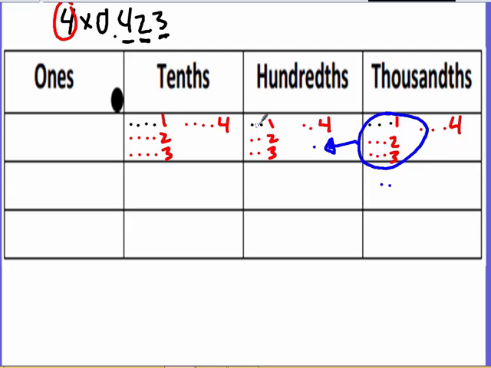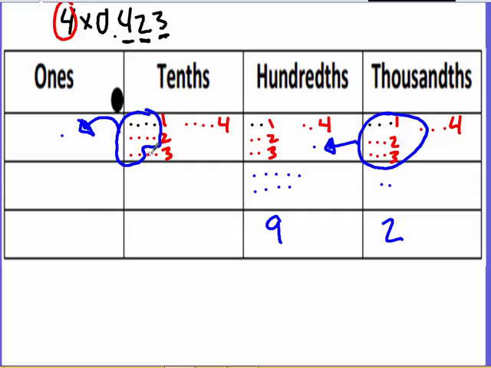So now I have 1, 2, 3, 4, 5, 6, 7, 8, 9. There's 9 dots. So I do not need to regroup because I do not have a group of 10. Now let's check here. I have more than 10. So I am going to take a group of 10 dots and I'm regrouping them. I'm trading.